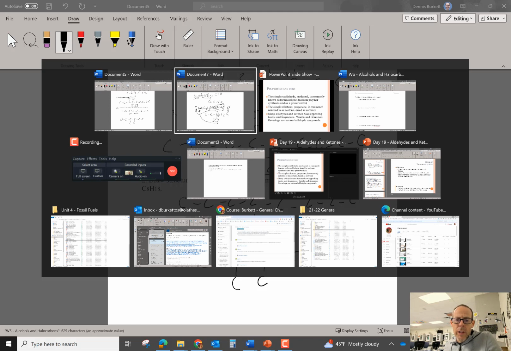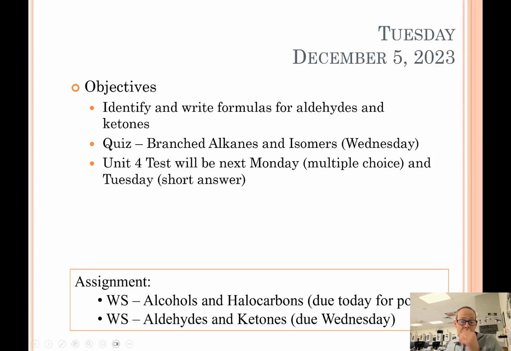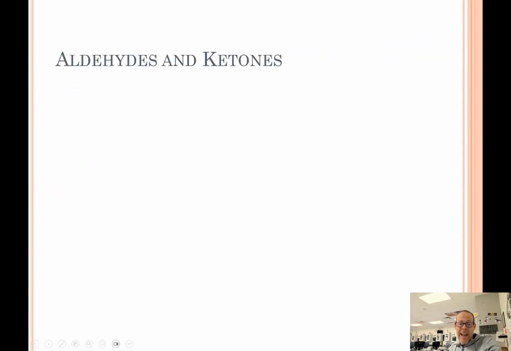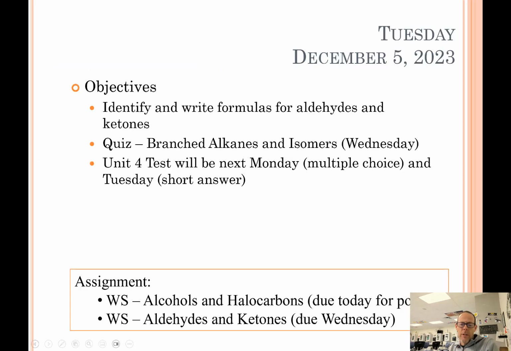All right. So really quickly, let's just summarize. You got homework tonight. The sub can pass that out. Homework due Wednesday. Please turn in today's stuff, alcohols and halocarbons. Quiz tomorrow. We'll start with the quiz, and then we will finish up with the lab. So start with the quiz tomorrow, just so it's out of the way. Lab tomorrow, Unit 4 test Monday and Tuesday next week. Monday will be the multiple choice only. Tuesday will be the short answer only. All right, that is it.